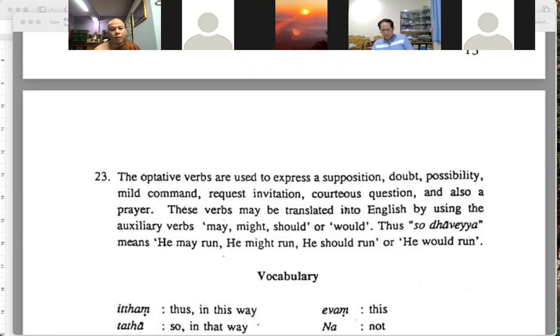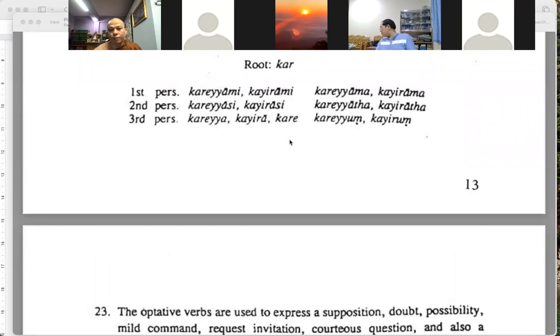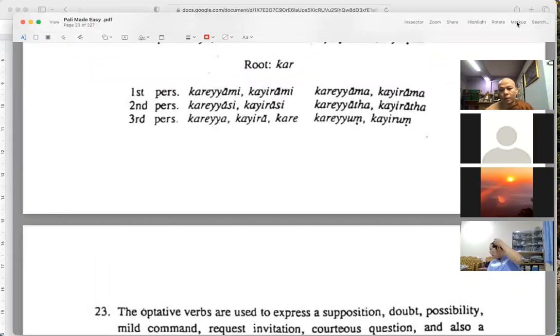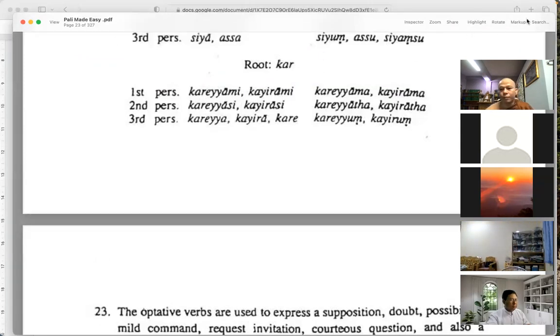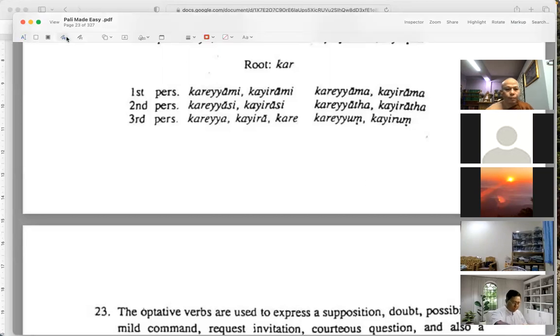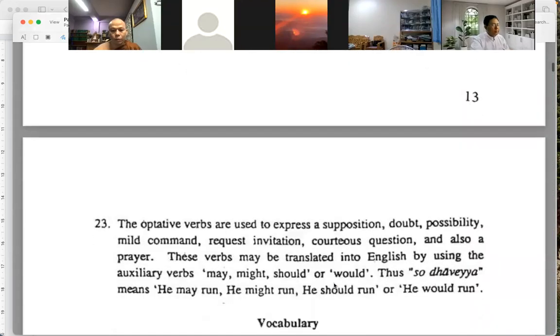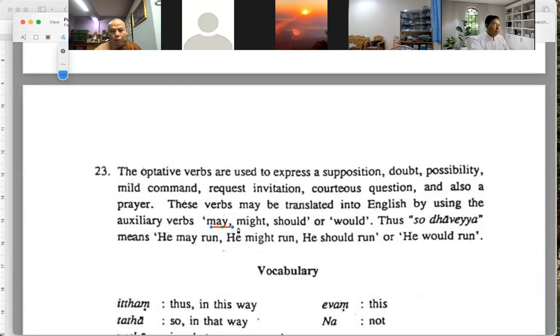Okay. So this verb termination is equivalent to the helping verbs in English. Here: may, might, should, would.